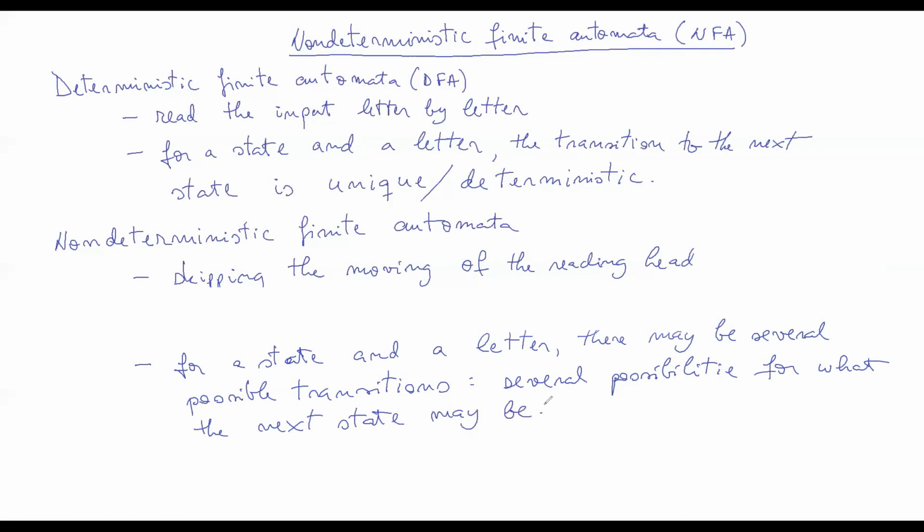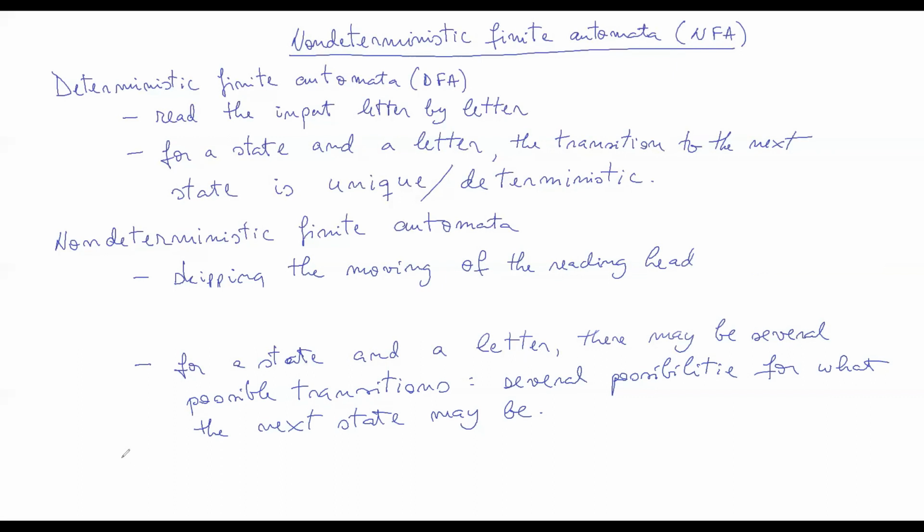And we will see in the next lecture how exactly this is defined. A transition function doesn't do anymore. We will have to have a transition relation. But the point here is that you are in a state and you are reading a letter from your input tape, and you may have several different options for what the next state may be. And this is all defined in the specification of your non-deterministic finite automaton.